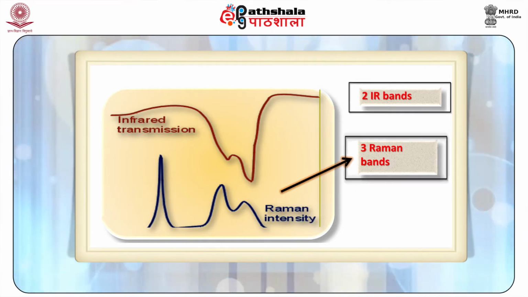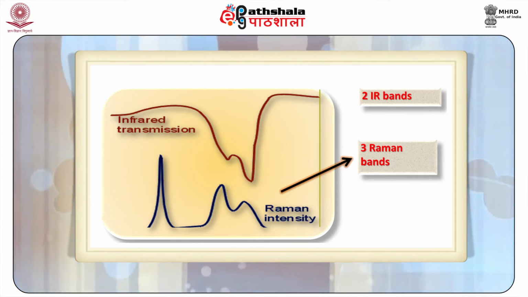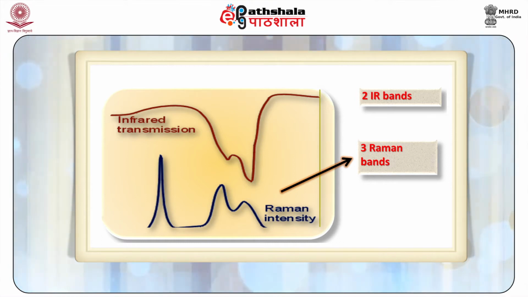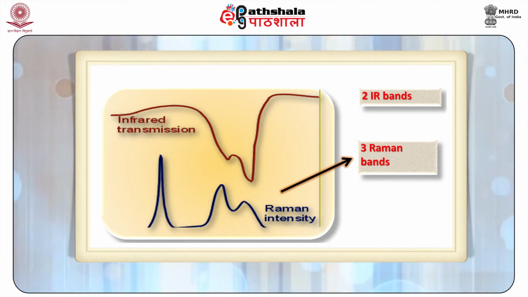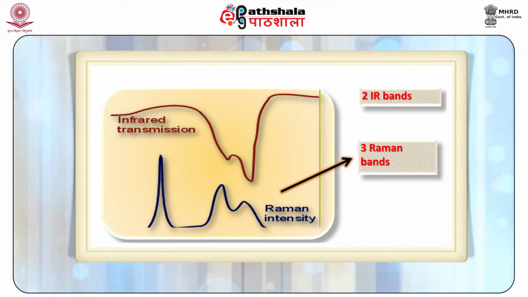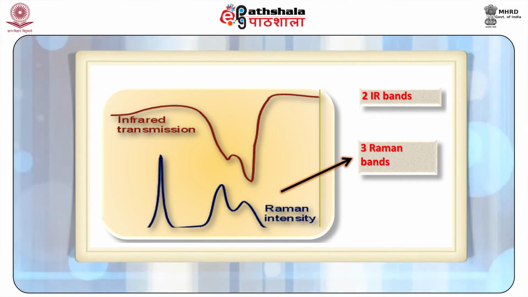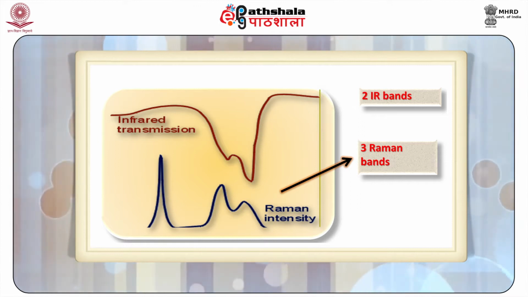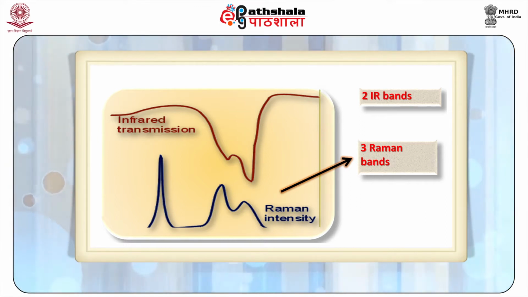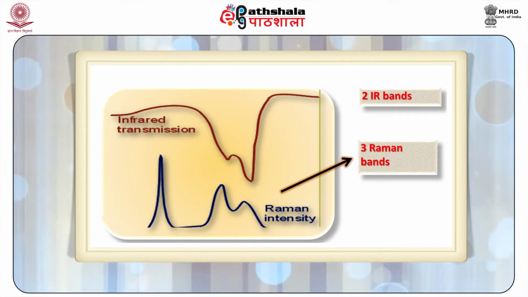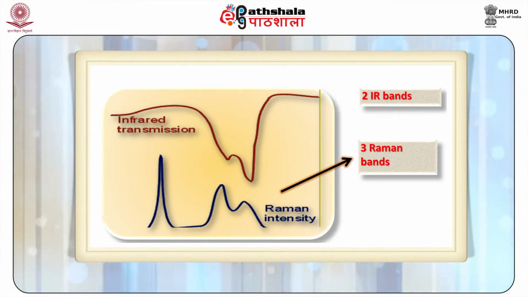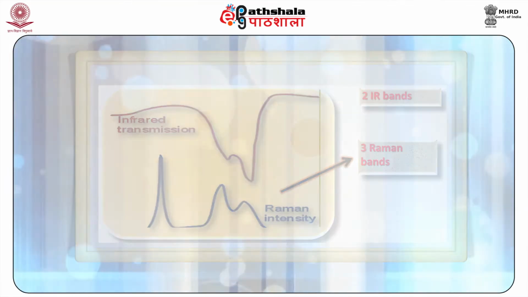It means the geometry of the molecule in question is TBP, trigonal bipyramid. If it would have been square pyramidal, we would have got more IR bands and more Raman bands, that is 3 IR and 4 Raman bands, but we are getting only 2 IR and 3 Raman. So this spectrum corresponds to trigonal bipyramid geometry.